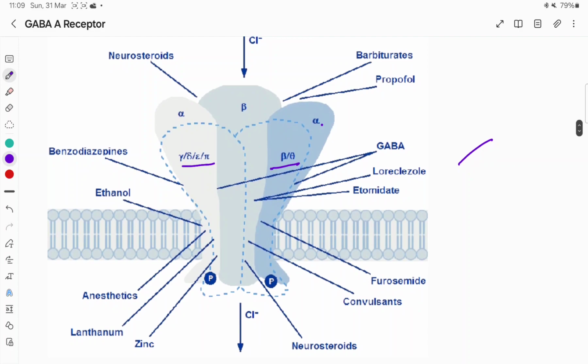All these drugs act, and propofol, the general anesthetic, also binds to a site on this GABA A receptor.